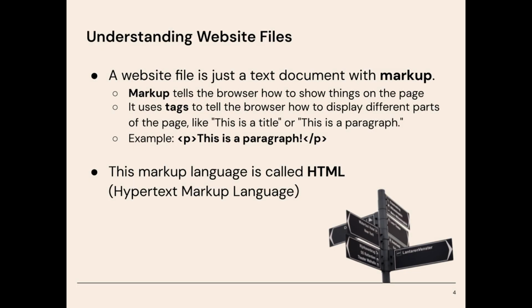Many people are surprised to learn that a website file is a simple text document similar to a Word file. It just uses markup, or sets of tags that indicate how the text and content should be displayed. So you could think of the tags as signposts or labels that tell the browser, hey, this is a title and I want it to look like this, or this is a paragraph of text. So for example, if I use the P tag around some text, the browser knows that I want that text to look like a paragraph. These directions are called HTML, which is short for Hypertext Markup Language.